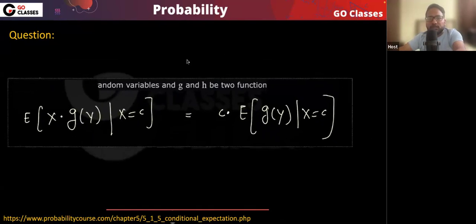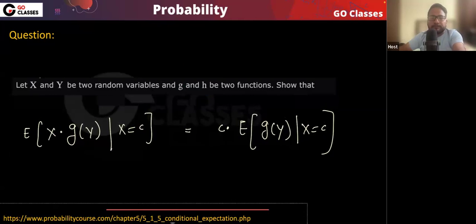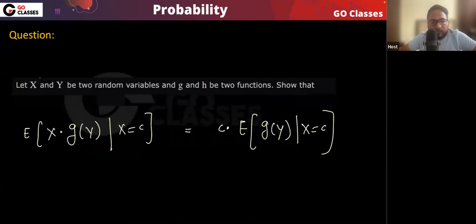Suppose this is the thing that I want to show. Which means they are saying, if you want to find out the expectation of g(y) given that x equals some value, we have been using this notation, x equal to c, or like that. Now they are saying, suppose you have g(y), which is fine, but you also have x with this. Then actually x is known to us, which is c. So you can substitute the c here, and then this is a constant, so you can take it out.